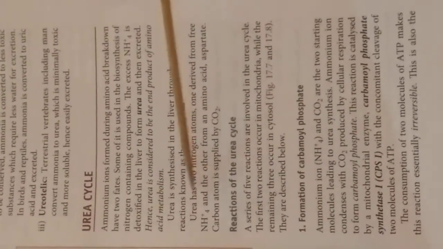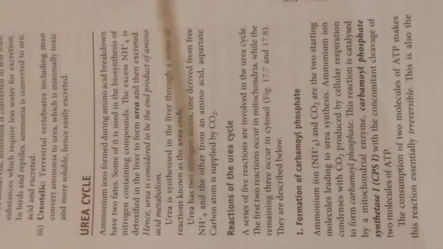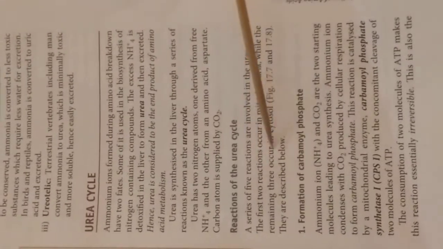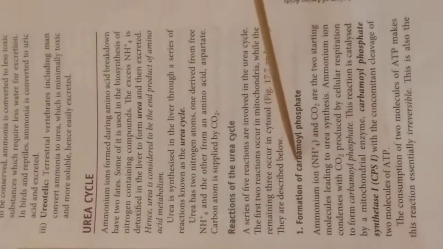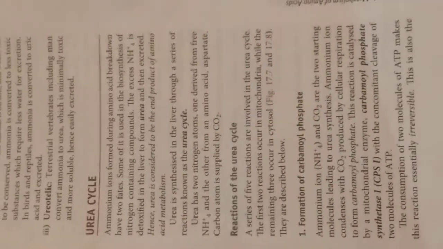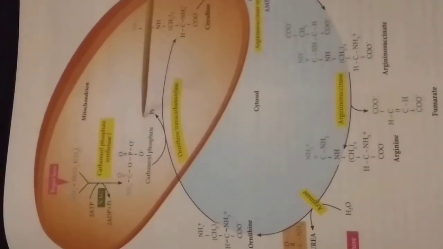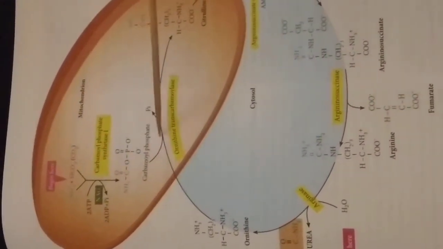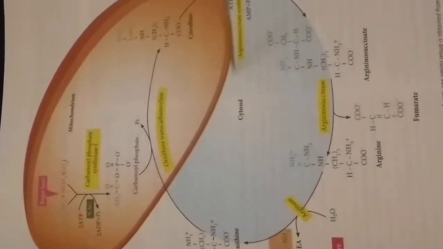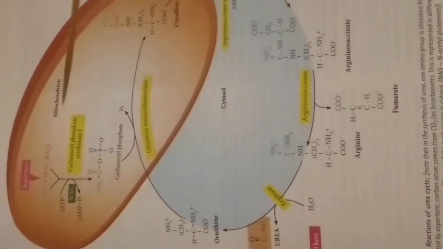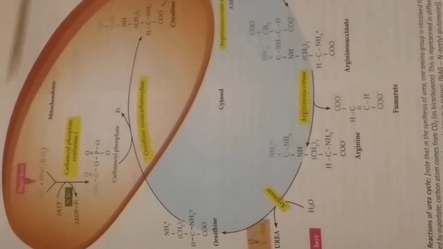Actually, this is not taking place in a single step. We need five steps to form this urea. The first two steps are seen in mitochondria. The next three steps are seen in cytosol. The first step is formation of carbamoyl phosphate. So these are the first two steps, this is one step and this is another step. These two steps take place in mitochondria, and these three steps, 1, 2, 3, take place in cytosol. So altogether these five steps take place in which cells? Liver cells, in the mitochondria and cytosol of the liver cell.